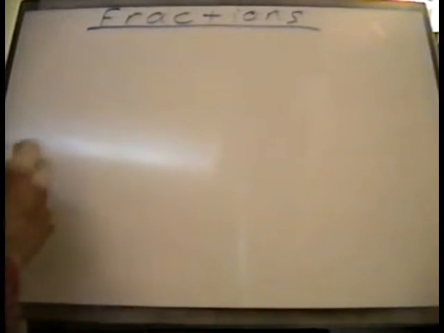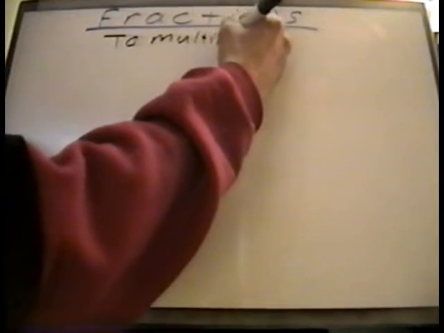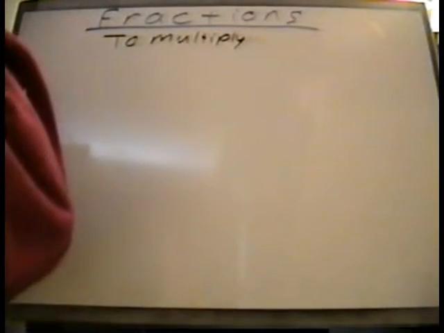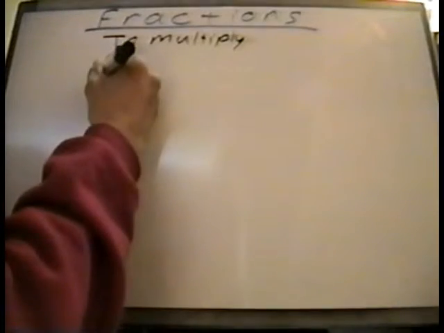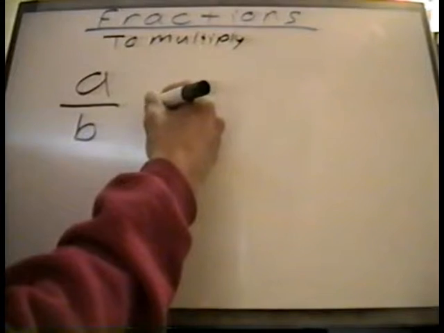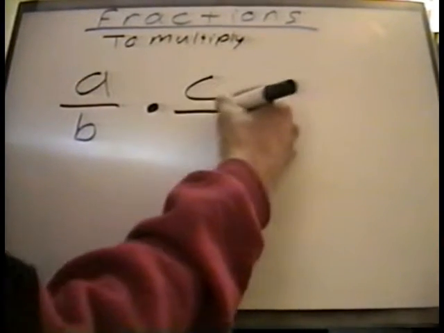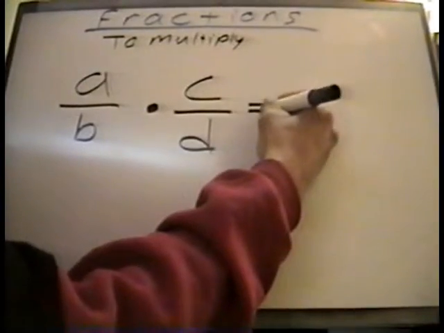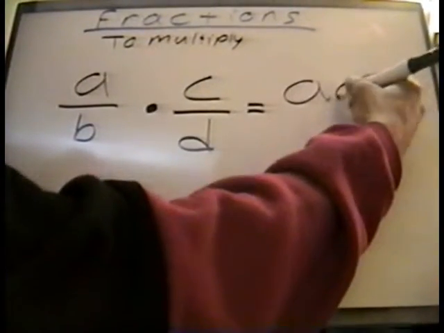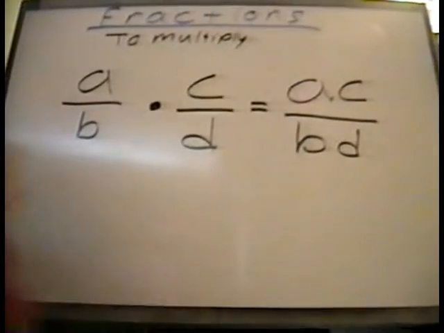First I want to show you how to multiply fractions. For example, to multiply, let's say we have the term A over B times C over D. That's going to give you the form AC over BD. That's to multiply fractions.